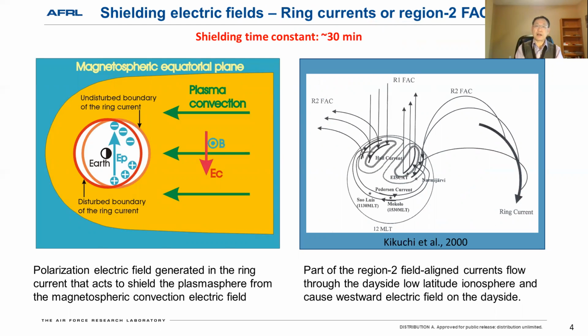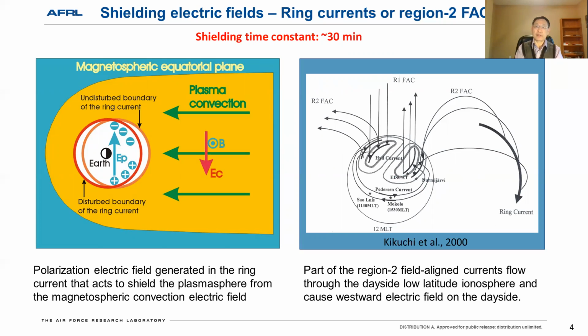This slide shows how magnetospheric electric fields can be shielded from penetration to the inner magnetosphere. Polarization electric field generated by charge separation in the ring current can shield the plasmasphere from the magnetospheric convection electric field. An equivalent scenario illustrated in the right figure is that Region-2 field aligned currents can shield penetration electric fields. In general, it is believed penetration electric fields are shielded when the Region-2 field aligned currents become comparable to or larger than the Region-1 field aligned currents.